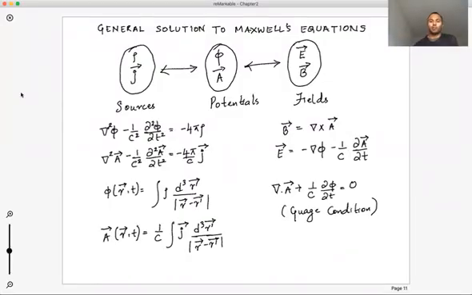Okay, so the next thing I want to talk about is a general solution to Maxwell's equations. If you remember, we spoke about a vacuum solution where there were no charges and no current density. Now we want to present a general solution that always works, so you can always apply this prescription and get the right answer.